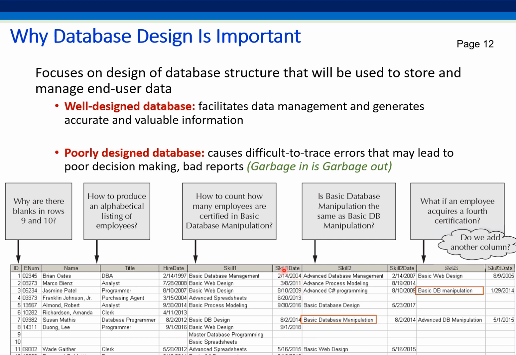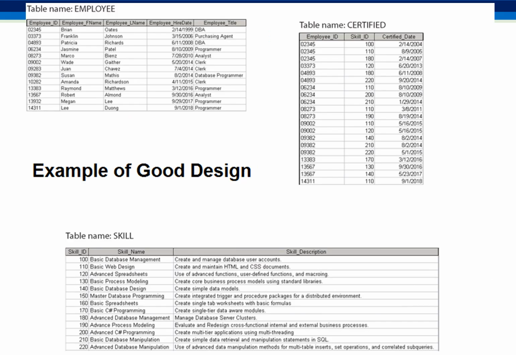We have something here that says skill date 1, skill date 2, skill date 3, 4. What if they have a skill date 5? Or what if they don't have any skills? This is just a poor design because they're trying to cram everything into one table. Now, a good example of a design is taking that data and breaking it into 3 tables, because the 3 tables then give each table a sense of purpose.